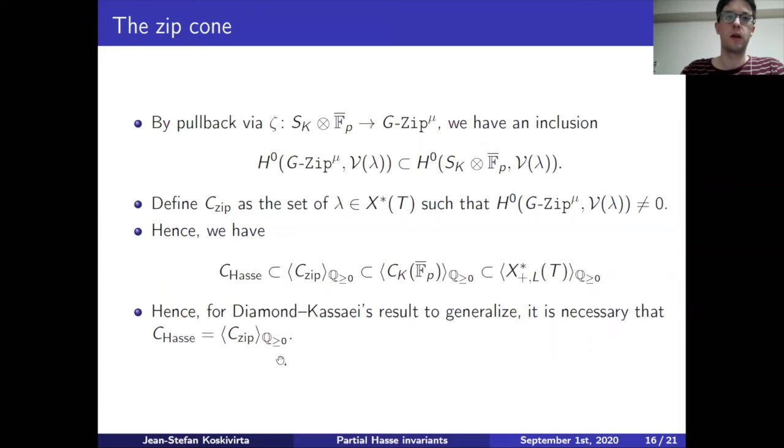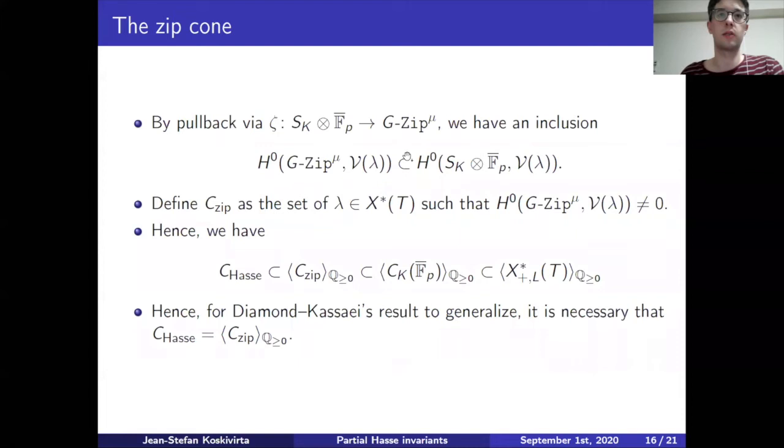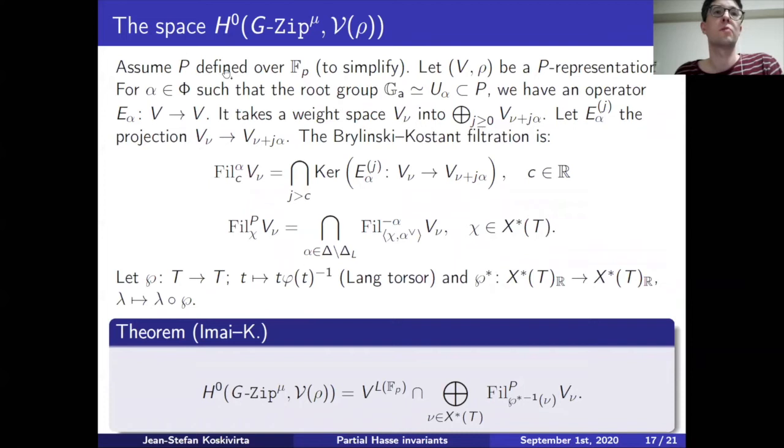Okay, but before I do, let me just give you a description. Here we recall that we have this subspace of the space of automorphic forms, the subspace given by the stack of G-zips. And we can actually give a very concrete description of this space. So I just wanted to mention it quickly. Here, assume that P is defined over F_p just to simplify the statement, but this is not necessary. And also, we do not need to work with only the induced representations V of lambda. We can work with any P-representation.